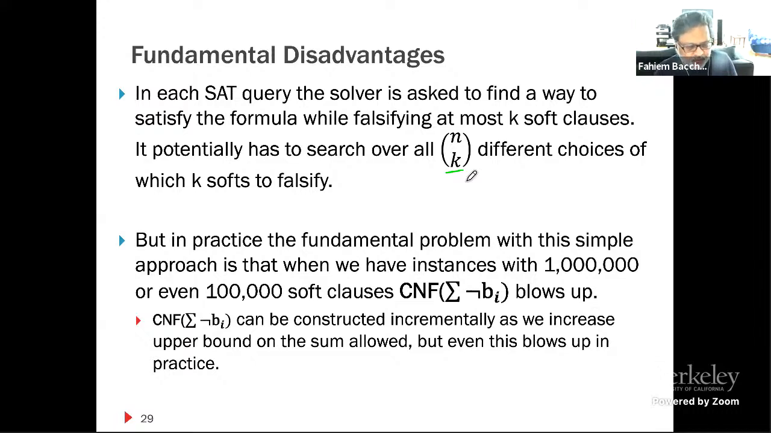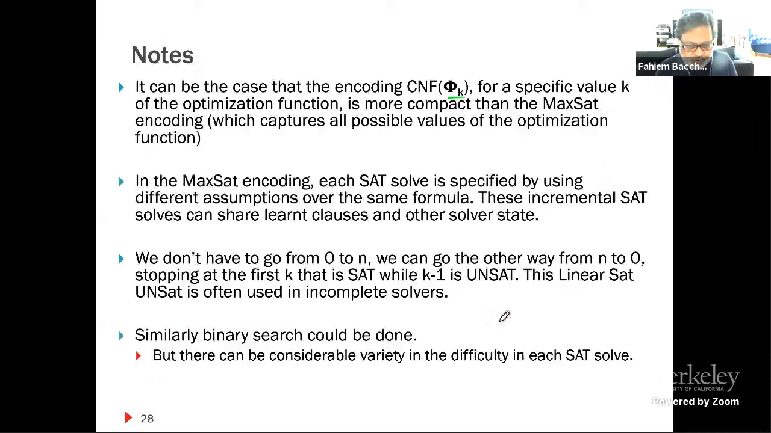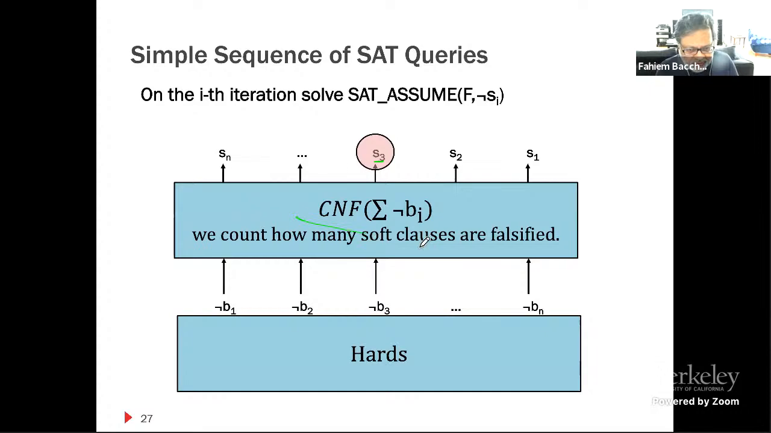And in fact, the fundamental problem with this approach is that when you have a MaxSat formula with 1 million soft clauses, or even 100,000, this encoding of the CNF, which sums up the soft clauses, just blows up. It gets giant. And even though you can construct it incrementally, it still blows up as the lower bound goes up. So it doesn't work very well in practice. So this layer here becomes extremely big.